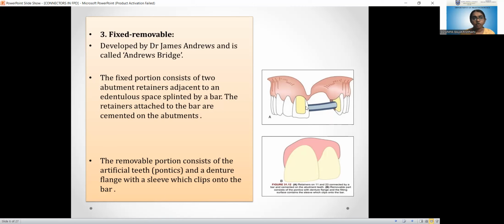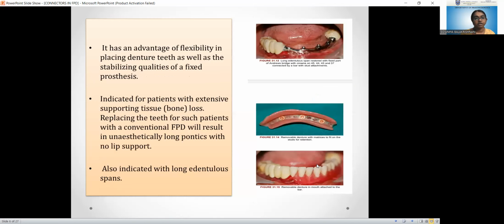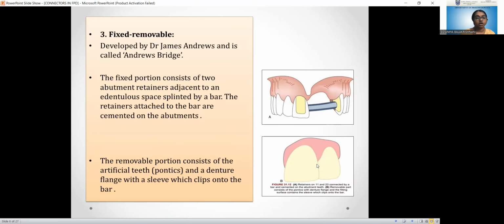So you can see the two abutment retainers adjacent to the edentulous space, which are joined by the bar. And the removable portion is made up of acrylic, that is a denture flange with a sleeve and the artificial teeth which clip onto the bar. So this is an acrylic denture base and an artificial tooth. All these are made up of acrylic. But the only thing is it has a sleeve within which it is going to be clipped onto this bar. So that is how it is going to be retentive.